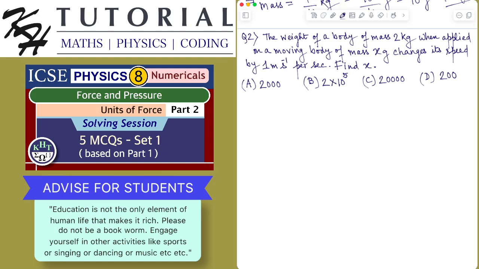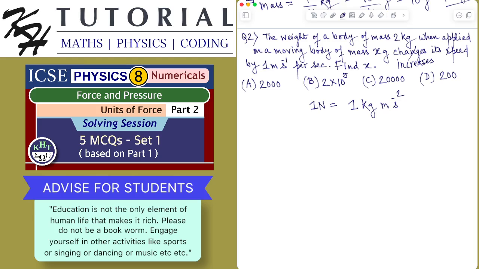Now, I know what 1 kilogram meter per second square is. This is the force when applied on a moving body of mass 1 kilogram increases its speed by 1 meter per second in 1 second. Now in the problem it says changes its speed. It should say increases its speed by 1 meter per second in 1 second. This is equal to 1 Newton. This force we refer to as 1 Newton.